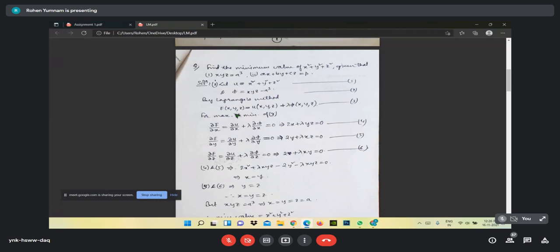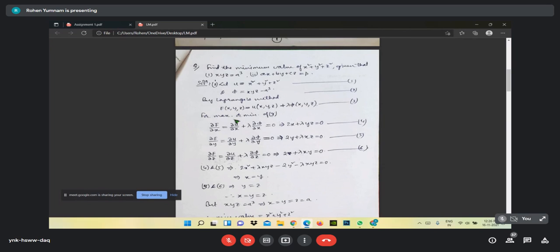Then by the Lagrange method, the Lagrange equation will be F(x, y, z) = u + lambda phi. And then what is this? u(x, y, z) is this. And then phi is this.